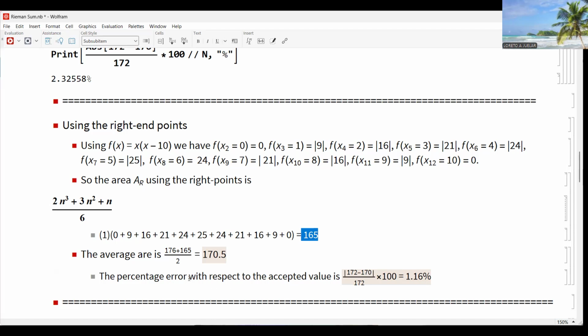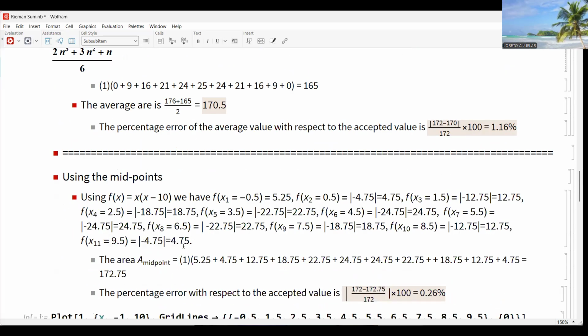So the percentage error of the average value with respect to the accepted value is 172 minus 170 all over 172 times 100. Okay, so approximately 170. So that is 1.16 percent.